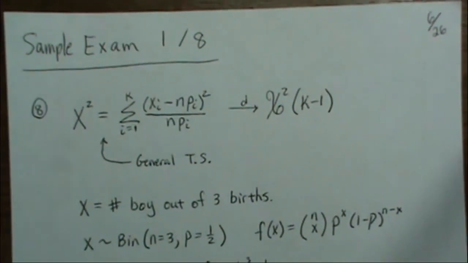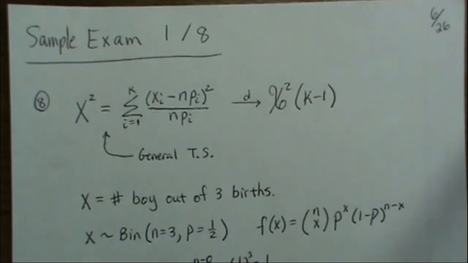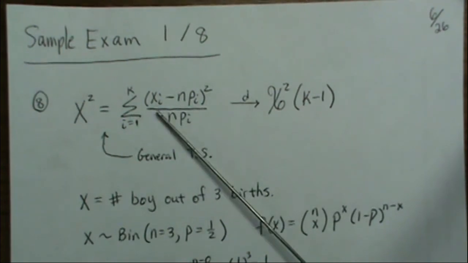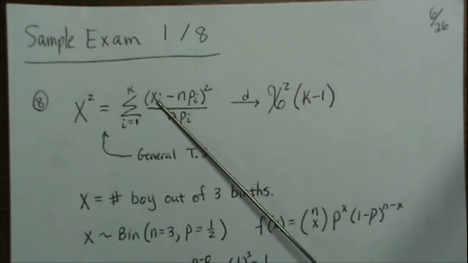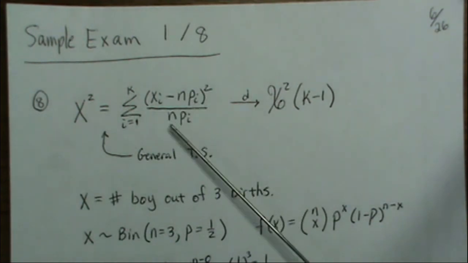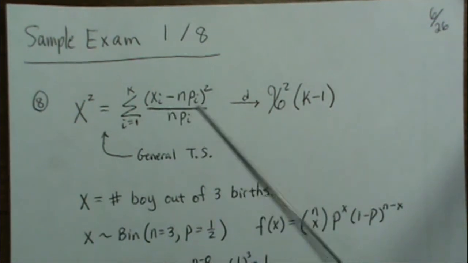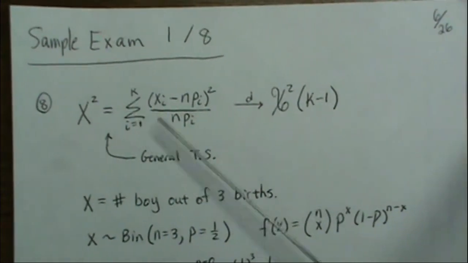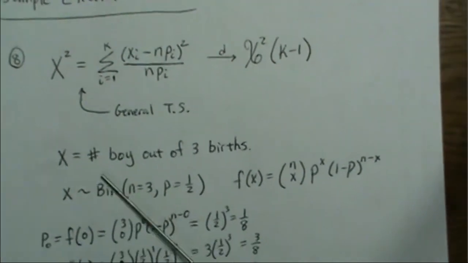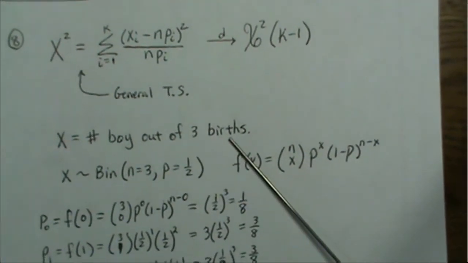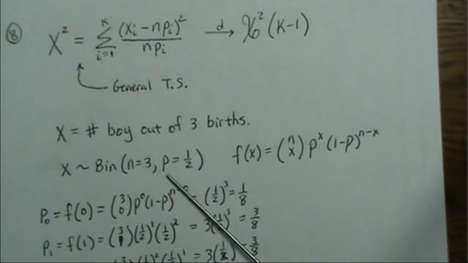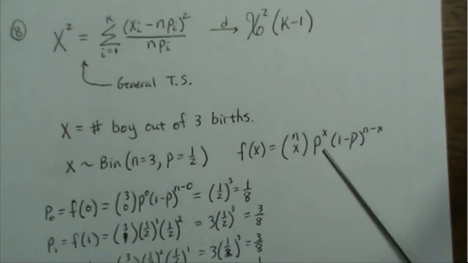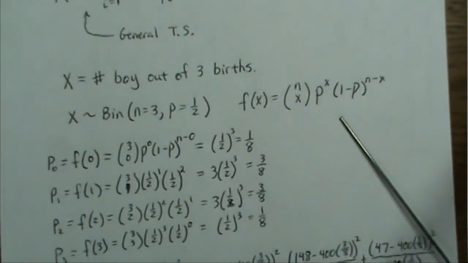So problem 8 asks for a chi-squared test statistic, and this is it. Xi is what we observe, and this is what is expected. That has a limiting distribution of a chi-squared with k minus 1 degrees of freedom, and we're summing over k different groups. So if we let x be the number of boys out of 3 births, x is a binomial, n equal to 3, p equal to 1/2, and this is a binomial density, or sometimes probability mass function.